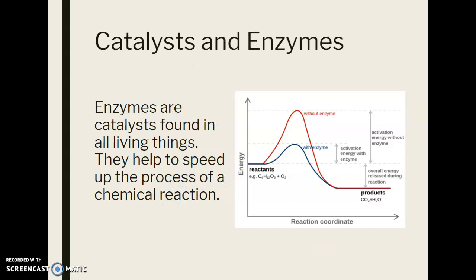So enzymes are catalysts, and catalysts, again, speed up a reaction. They're found in living things. They speed up the process. This just shows you that we have a sugar plus oxygen, so this actually is cell respiration. Without the enzyme, it would take this much energy, compared to with the enzyme, it would take this much energy. So there's quite a difference from here to here in the energy required without the enzyme. Okay.